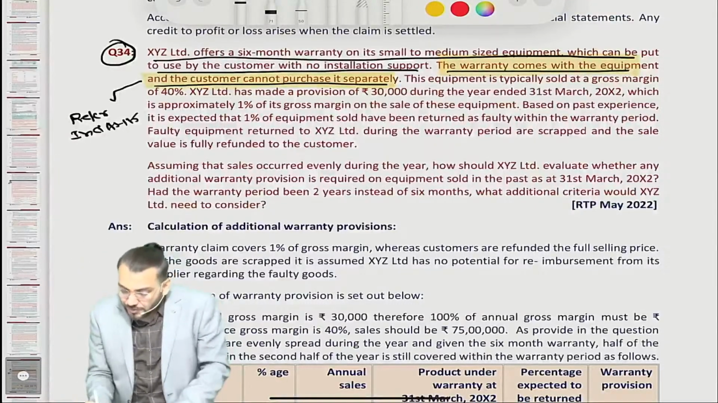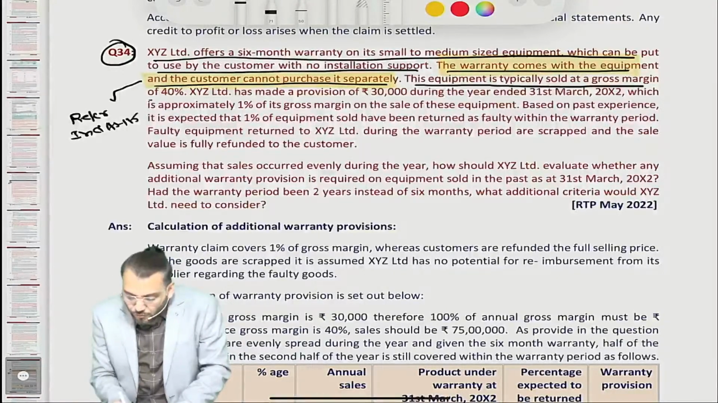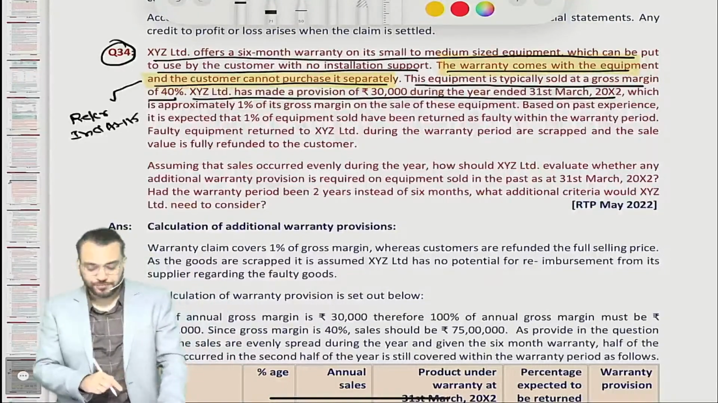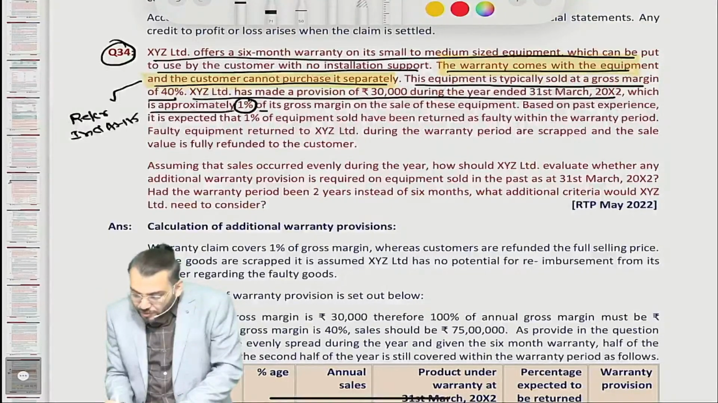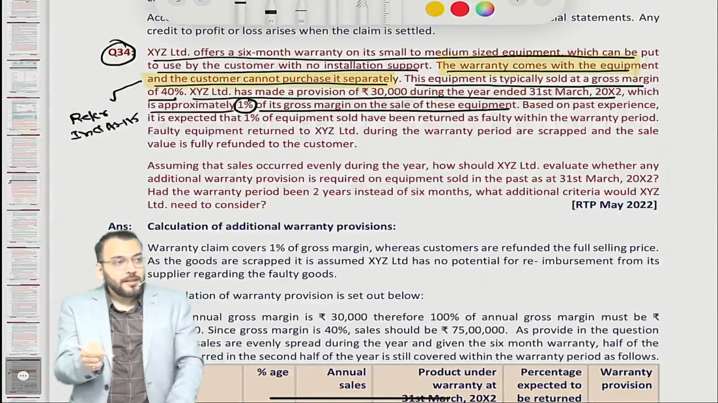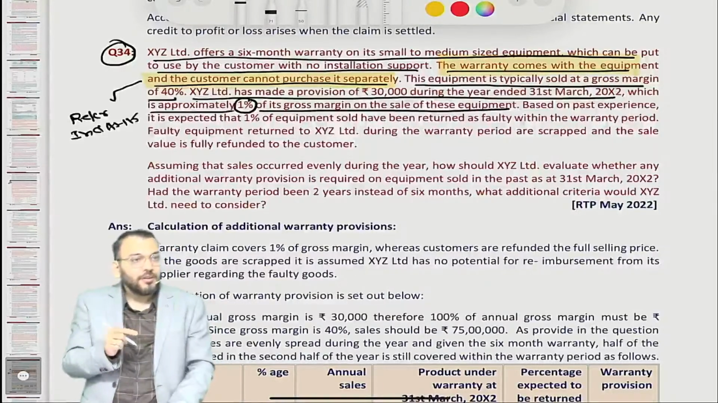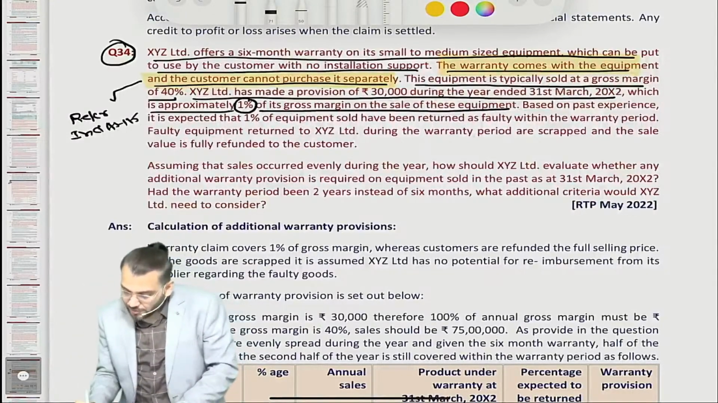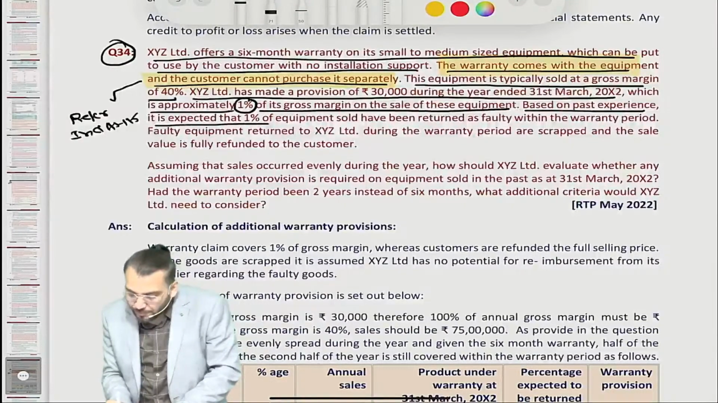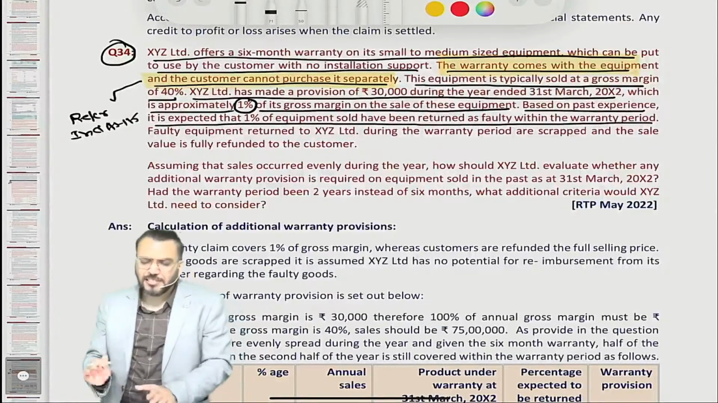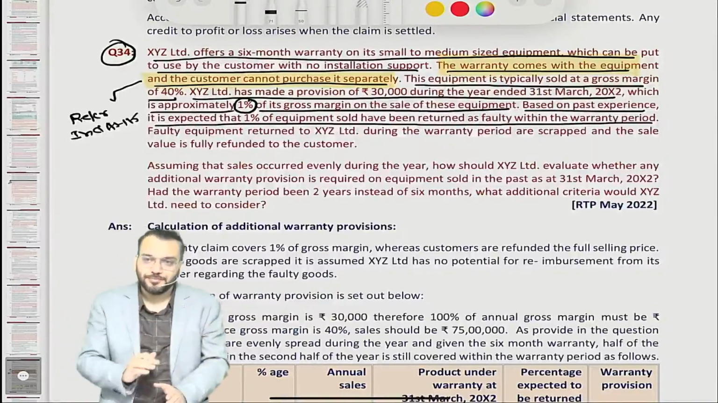The equipment is typically sold at a gross margin of 40%. XYZ has made a provision of 30,000 during the year ended 31st March 2002, which is approximately 1% of gross margin on the sale of these equipment. Gross profit is 40% of sales. Based on past experience, it is expected that 1% of equipment sold will be returned as faulty within the warranty period.